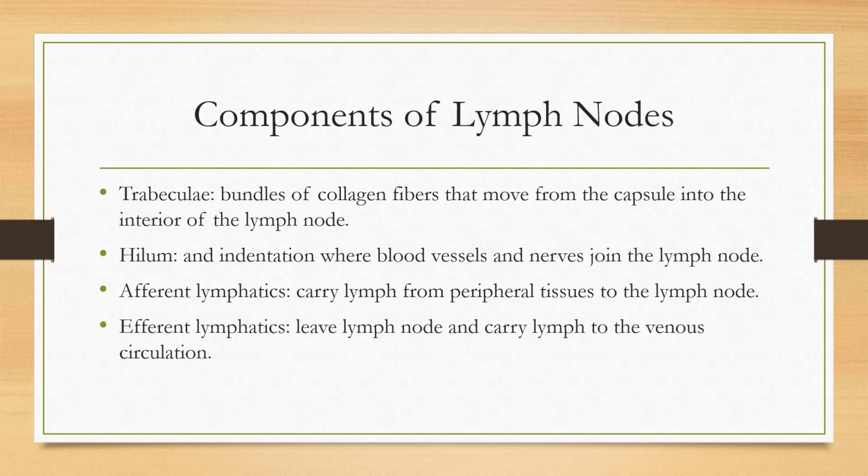So let's talk about the components of the lymph nodes. So here's a few terms, and then we'll look at them in an image. So we've got trabeculae, which are bundles of collagen fibers that move from the capsule into the interior of the lymph node. Trabeculae.